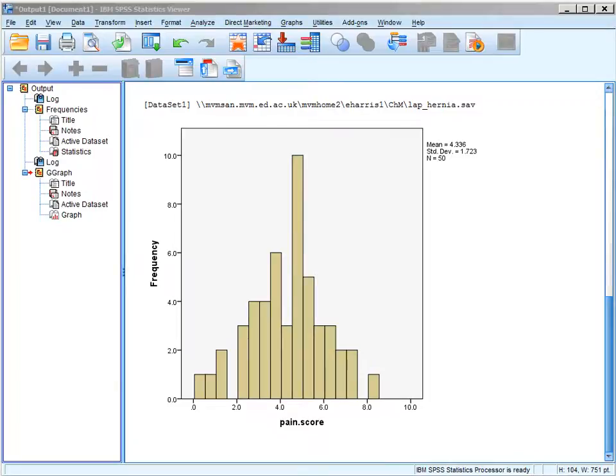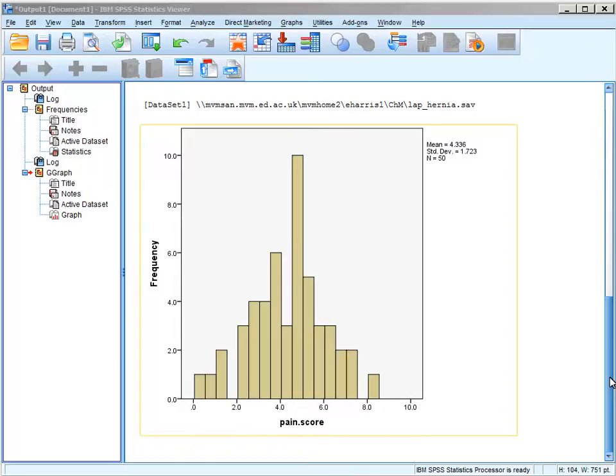Now, to extend this, rather than thinking about the probability in terms of the number of patients, let's think about it in terms of the mean and the standard deviation of a normal distribution. So what do I mean by that? Well, say that I only knew that the mean was 4.3 and the standard deviation was 1.7, could I determine the proportion of patients in my sample or my population that had a pain score of less than 5.4?